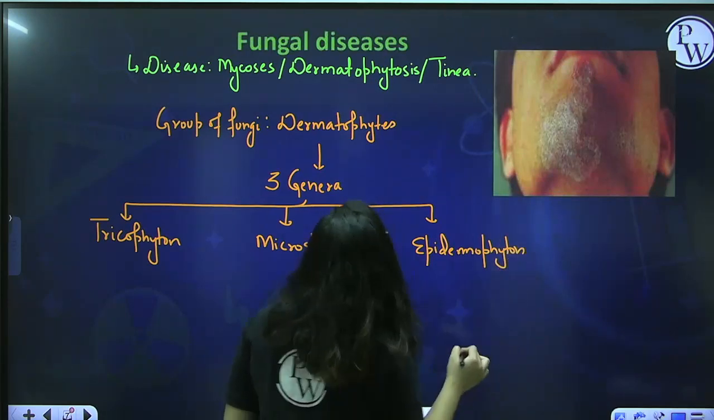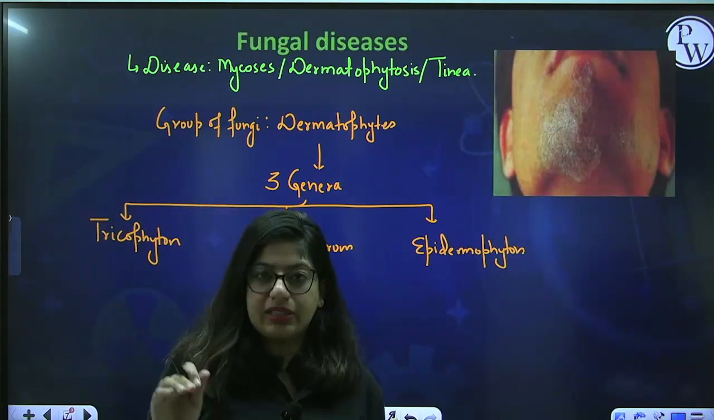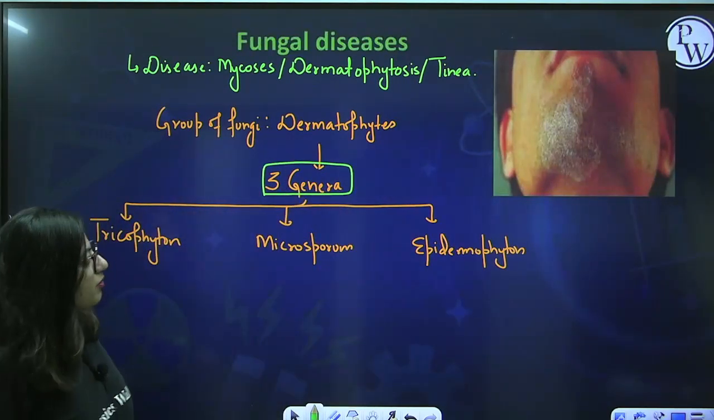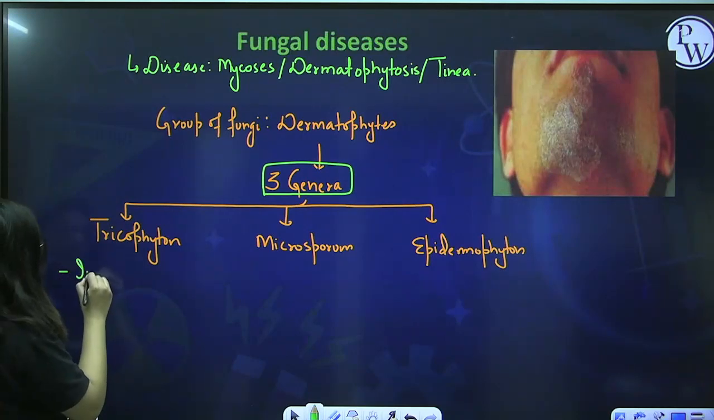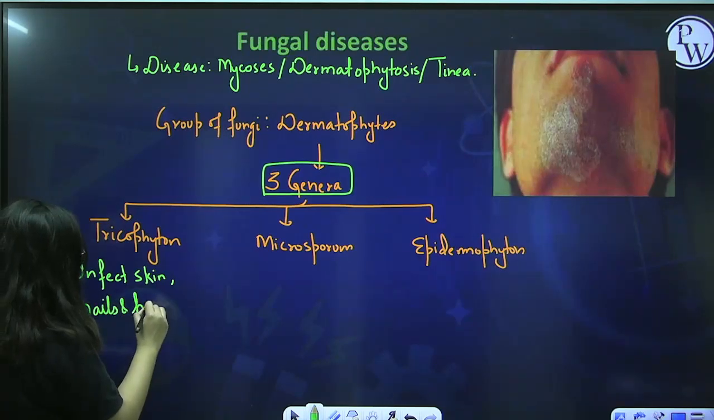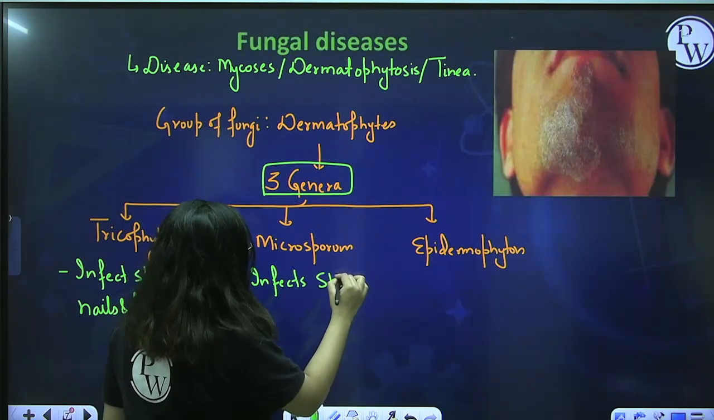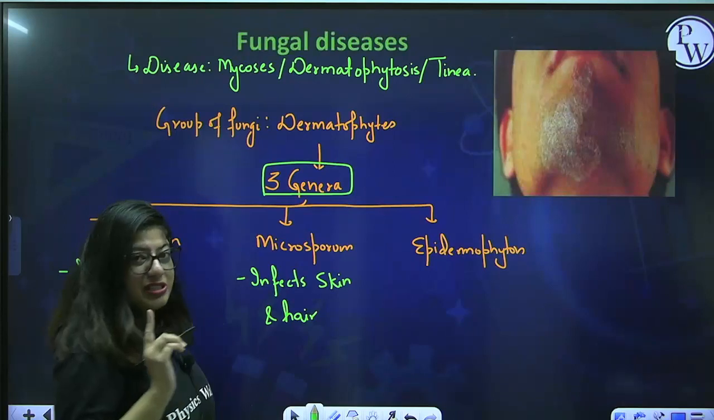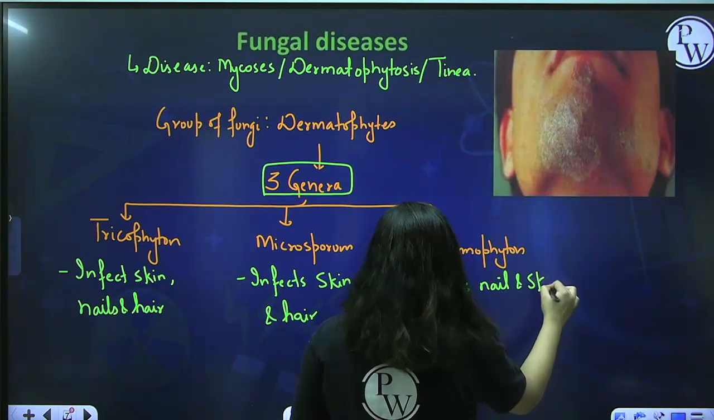In fungus, we have a group known as dermatophytes. This is basically the group of fungi that are associated with human skin. Now in that we have further three genera: Trichophyton, Microsporum and Epidermophyton, right? The fungus that belongs to Trichophyton infects your skin, nails and hair, whereas Microsporum infects your skin and hair, not the nails. Whereas Epidermophyton infects both nail and skin, right?